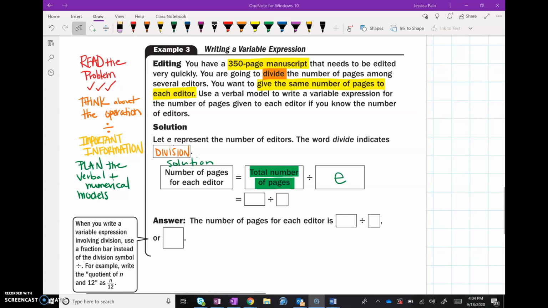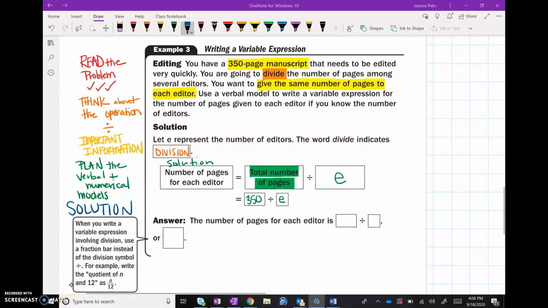Now that we have our verbal model written, we can substitute the values we know into the algebraic or numerical model. In this case, our model is algebraic because there's a variable. We know that the total number of pages in our manuscript is 350, and we know that we do not know the number of editors, so we are going to use our variable E. The last thing we need to do is write our solution, and it's always important to write your solution using a sentence.